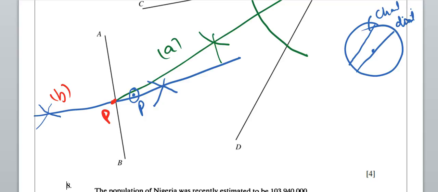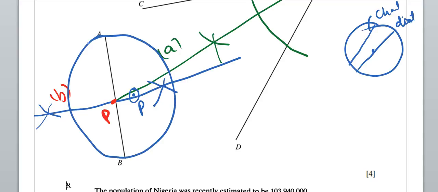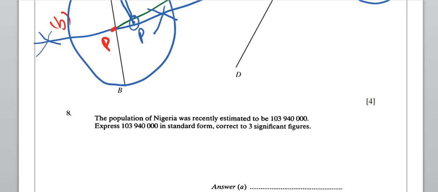So what will I do here? Use a compass, make P the center, and draw a circle from point P, and the radius will be from the center to point A. This will be our radius. Okay, I hope you have understood this question. Last question of this test.